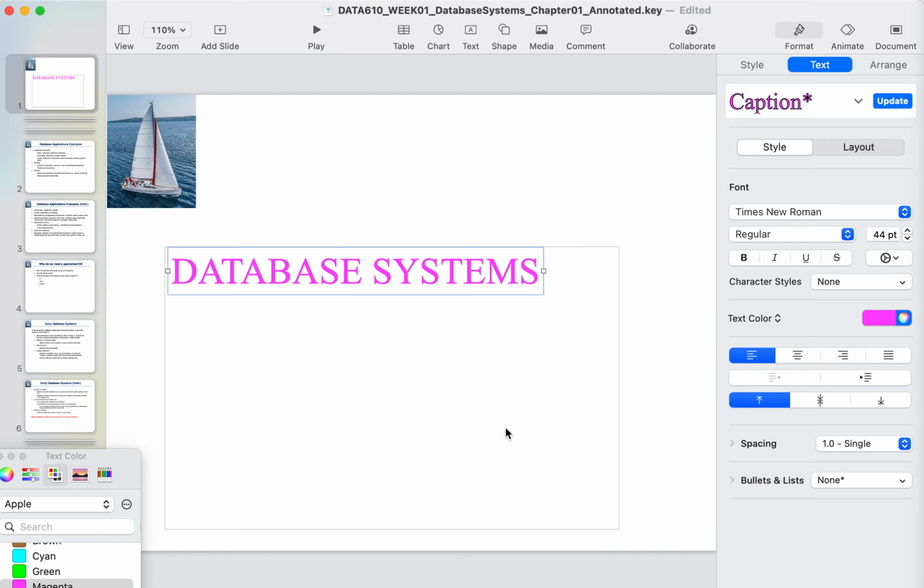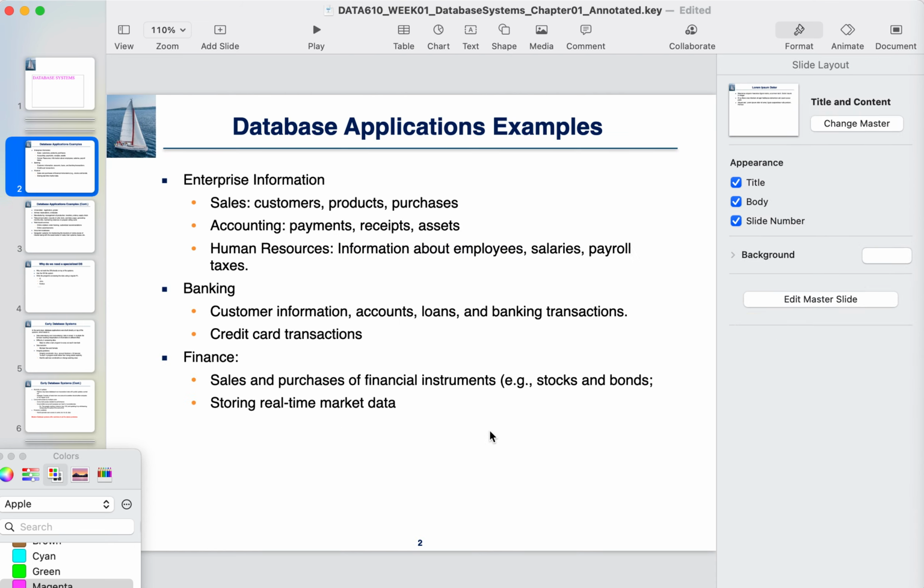This is week 1 for the Data 16 course about database systems. This is chapter 1. So we will talk about database applications, and we will give some examples of what databases are and what they are used for.